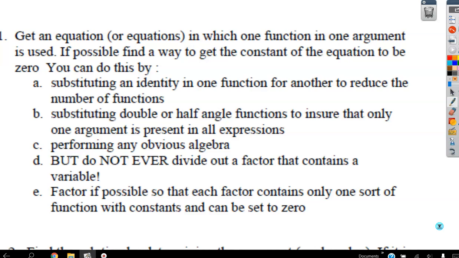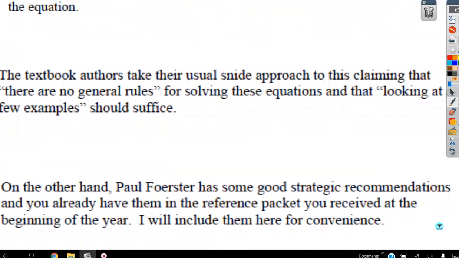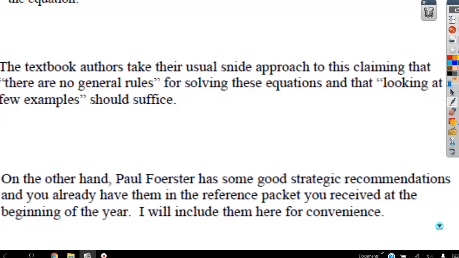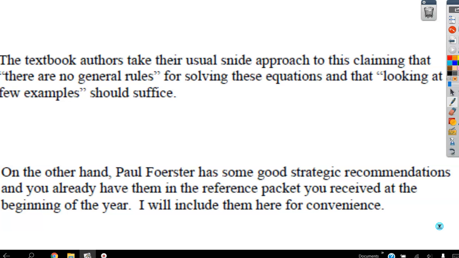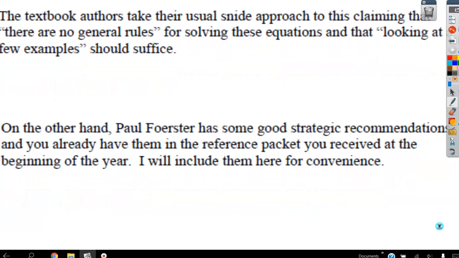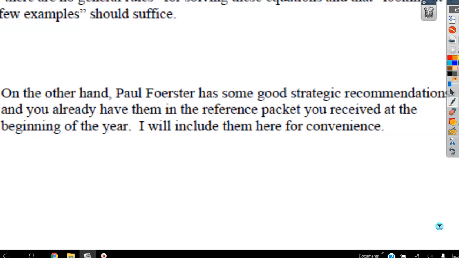I said the textbook does kind of take the snide approach of saying there are no general rules, and that you can just do some examples, but I think we can find some. And Paul Foerster, whose worksheets we've used before, talks about some good rules. So we're going to go through those first.